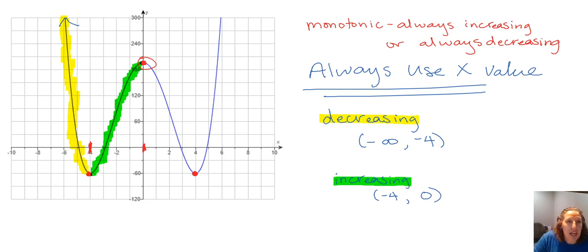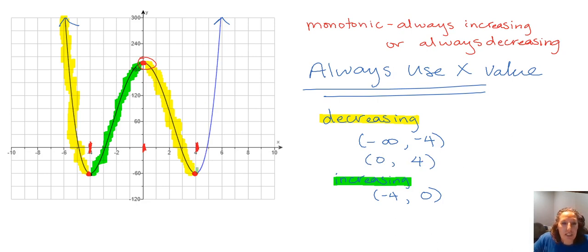And then once we get past that point, we are back to decreasing. The graph is going down again as we move from left to right. We're always looking as we move from left to right. And that one is going to be from the x value of 0 to our minimum here at the x value of 4. So it's going to be decreasing on the interval from 0 to 4.